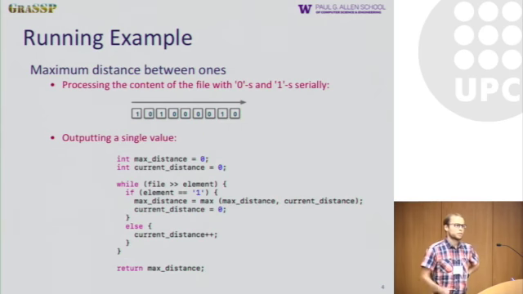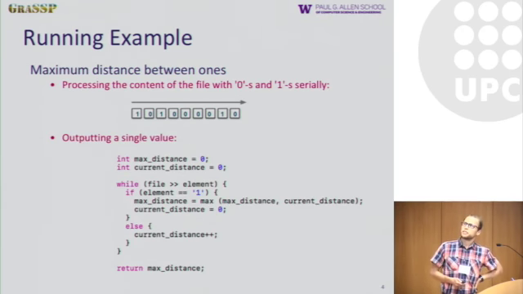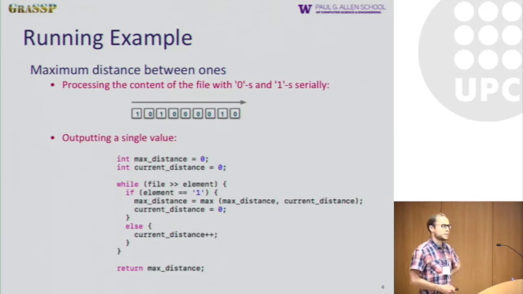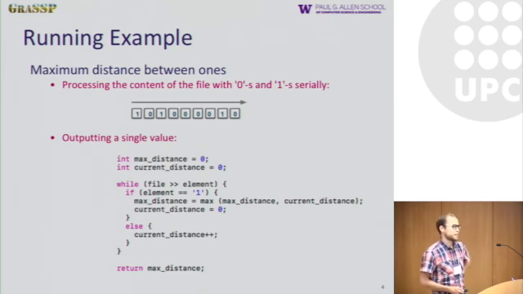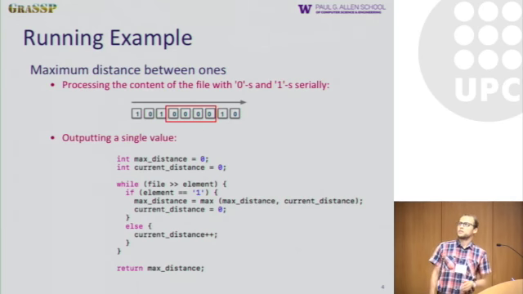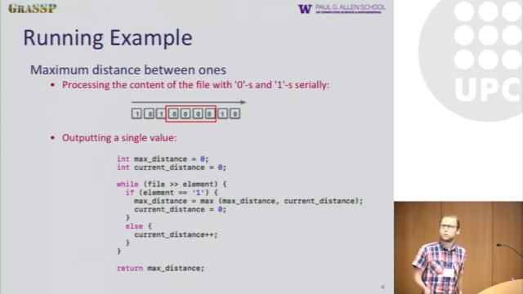In this talk, I'll be looking at single-pass array processing programs, and as an example, a simple function which calculates the maximal distance between ones. It's a simple C++ implementation which takes a file with zeros and ones as input, looks at each element sequentially, and calculates the longest sequence of zeros. In this example, the longest sequence has 4 elements, and therefore the final result is just 4.